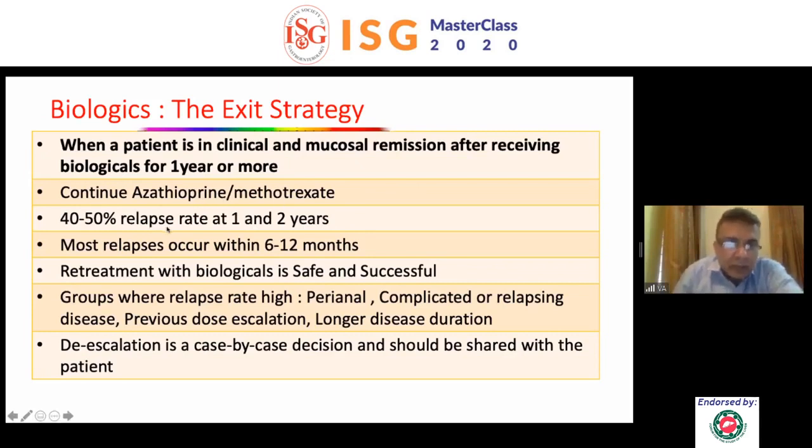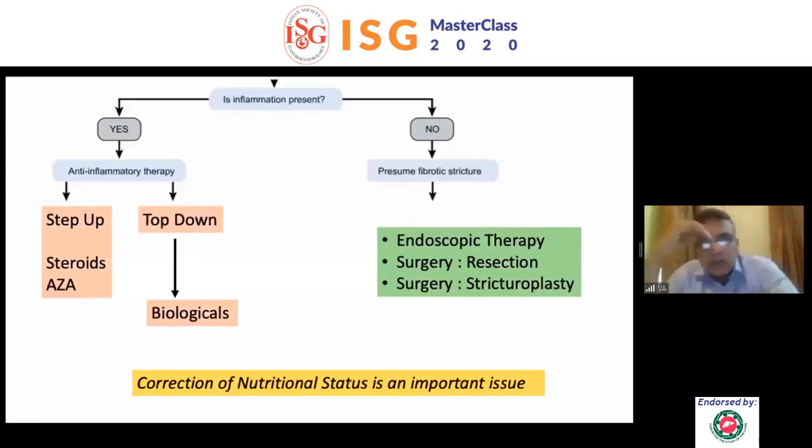Remember that even if you stop them when the patients are in remission, they can relapse. Half of them would relapse at 1 to 2 years. And even when they relapse, if you retreat with biologics, it is safe. But patients who have a perianal disease or complicated disease, there the chances of relapse are much higher. So you can de-escalate or exit when it comes to biologics.